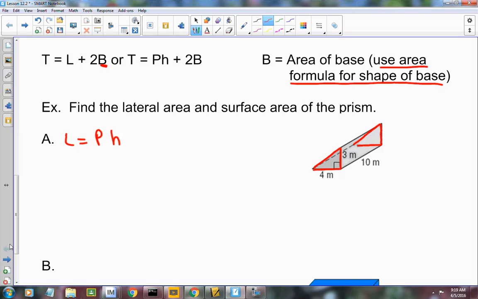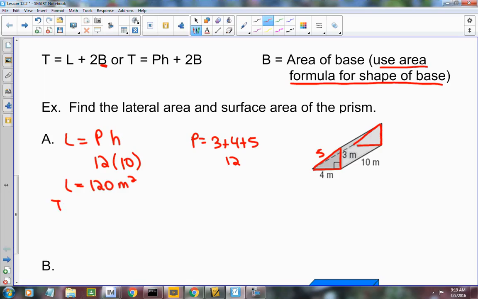So my base is a triangle, and it's a right triangle. One leg is 3, one leg is 4. I need the hypotenuse. What is it going to be? It's 5. Okay. So my perimeter is 12, and the height is going to be 10. It's going to be the length of that lateral edge. Okay, so the lateral surface is 120 meters squared.